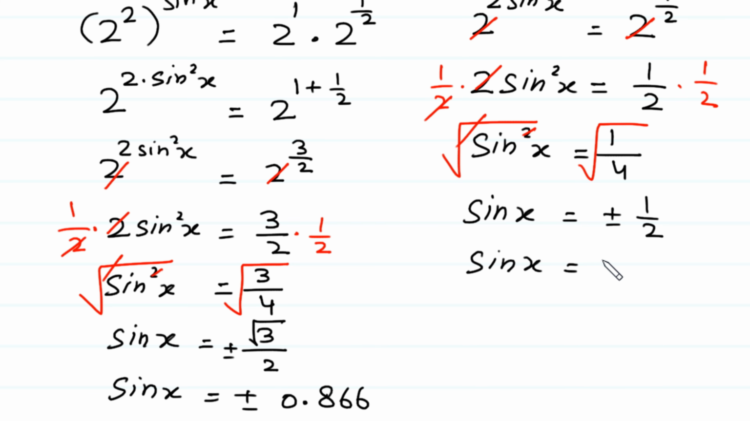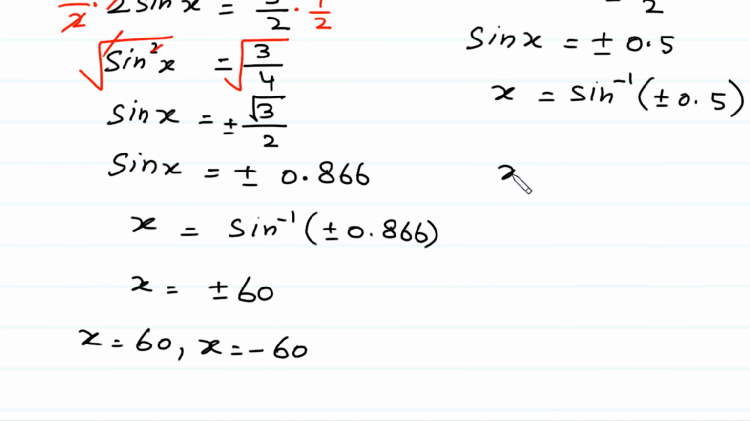Sine x is equal to plus minus 1 divided by 2, which is 0.5. Now we shift this sine to the right side, it becomes sine inverse. x is equal to sine inverse of plus minus 0.5. If we take sine inverse of plus minus 0.5, we get plus minus 30. Here x has two values, x is equal to positive 30 and x is equal to negative 30.